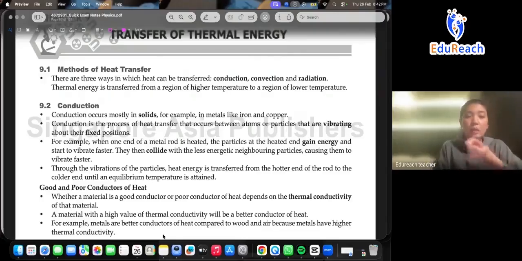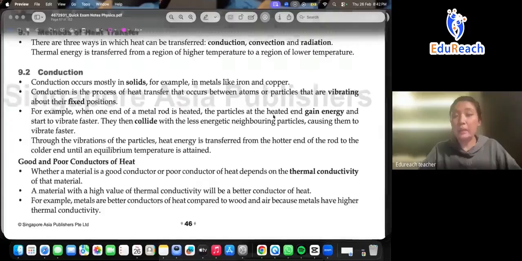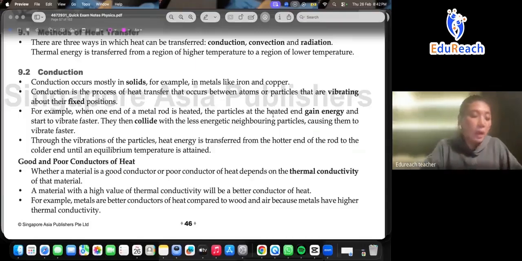Okay, the first mechanism here, conduction. Conduction mostly occurs in solids, okay? For example, in metals like iron and copper. And conduction is the process of heat transfer that occurs between atoms or particles that are vibrating about their fixed position. Because if you remember in kinetic particle theory, how do I describe the motion of substances in the solid state? They vibrate in their fixed position.